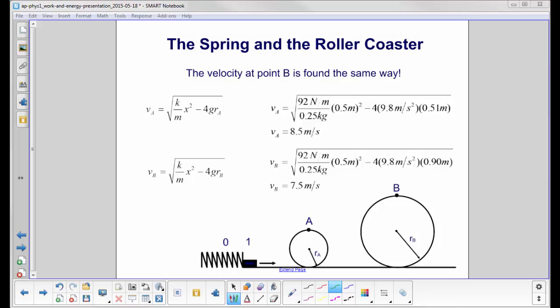We can use the exact same mathematics to find the velocity at point B. If you go back a slide, you'll notice that the energy at point B is algebraically similar to the energy at point A. We just have a different subscript. So here's v_A, this is what we calculated, and I'll just write down what v_B should be. Same exact variables here, and then we just change the radius from the radius of loop A to the radius of loop B. Now we put in the numbers. Remember, we only put the numbers in at the very end. And we find the velocity at point A is 8.5 meters per second, and the velocity at point B is a little less. It's 7.5 meters per second.